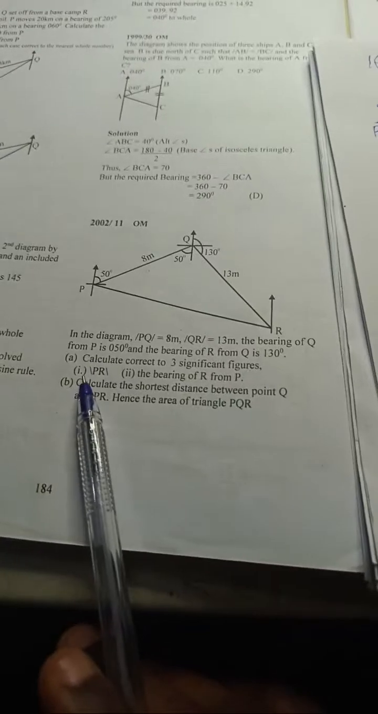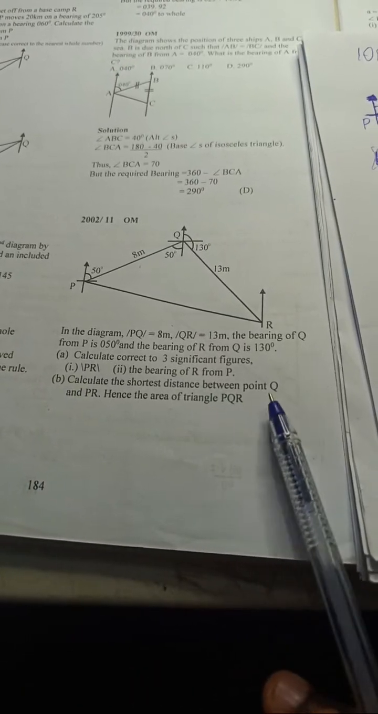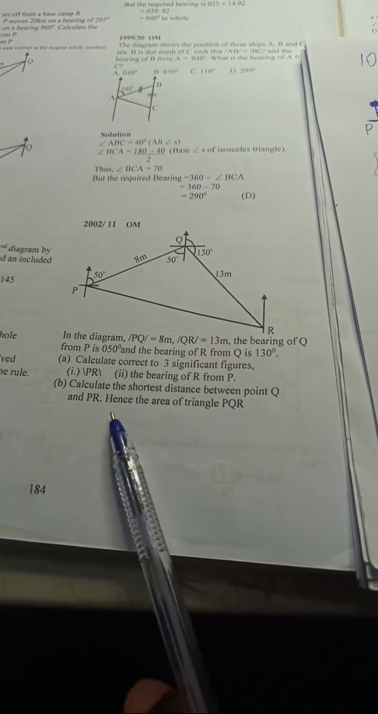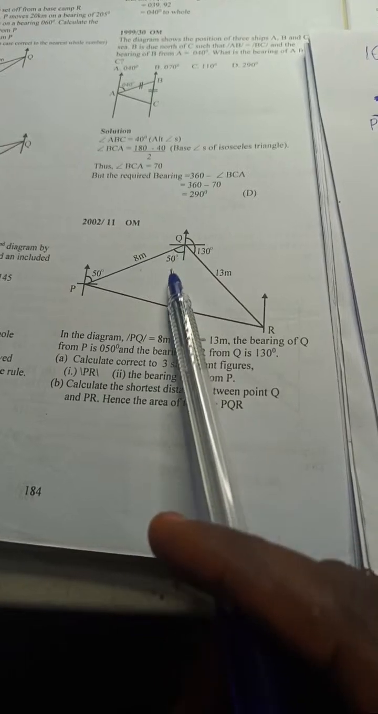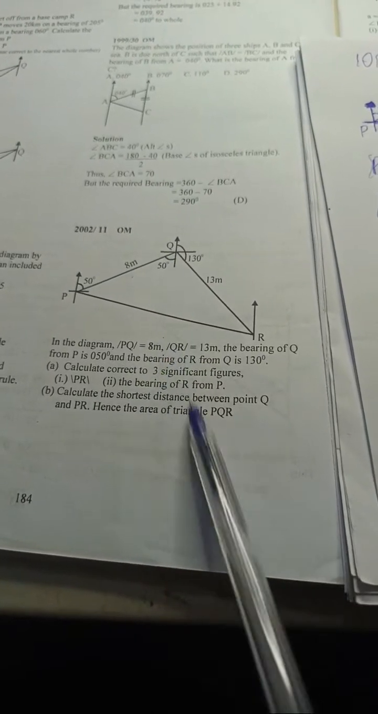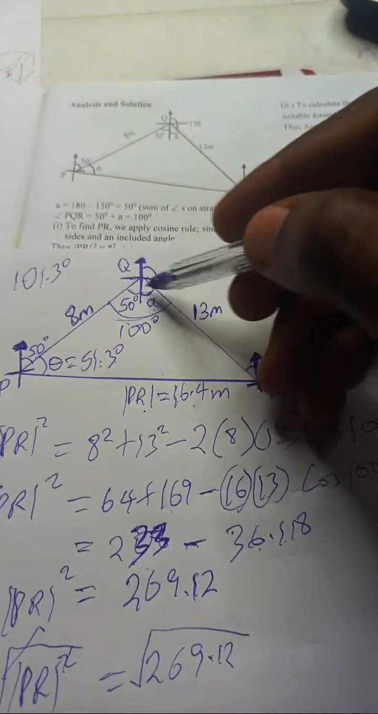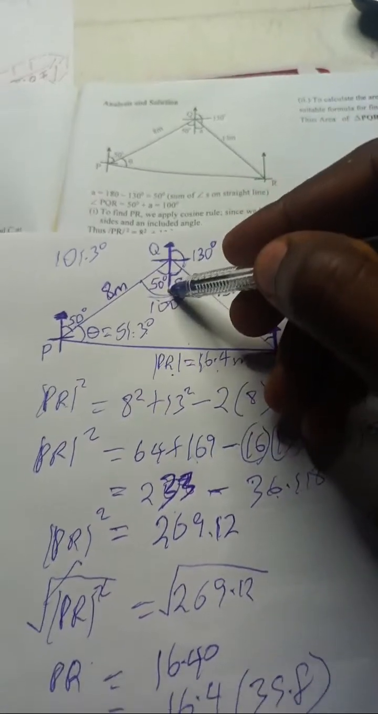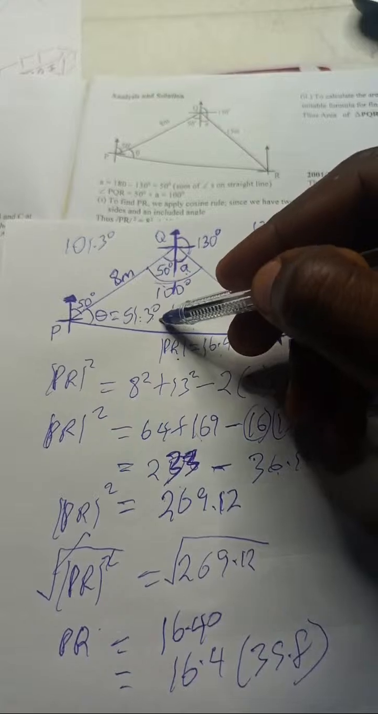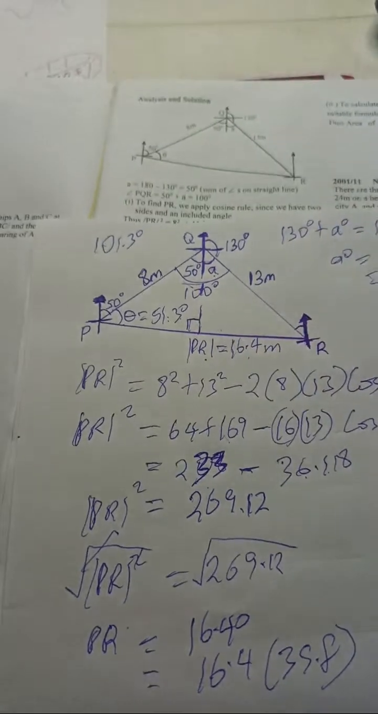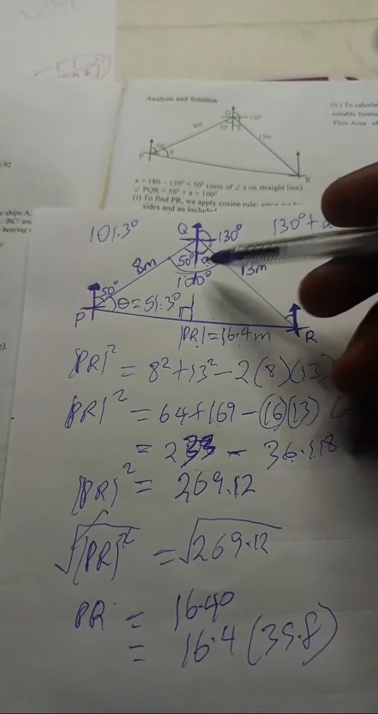Now, look at here. Calculate the shortest distance between point Q and PR. The shortest distance between point Q here and PR. So we have to rule it out in order for us to calculate the shortest distance. The shortest distance will be from here, so we have to rule it down. When it gets here, it makes an angle of 90. So we have to get the shortest distance.